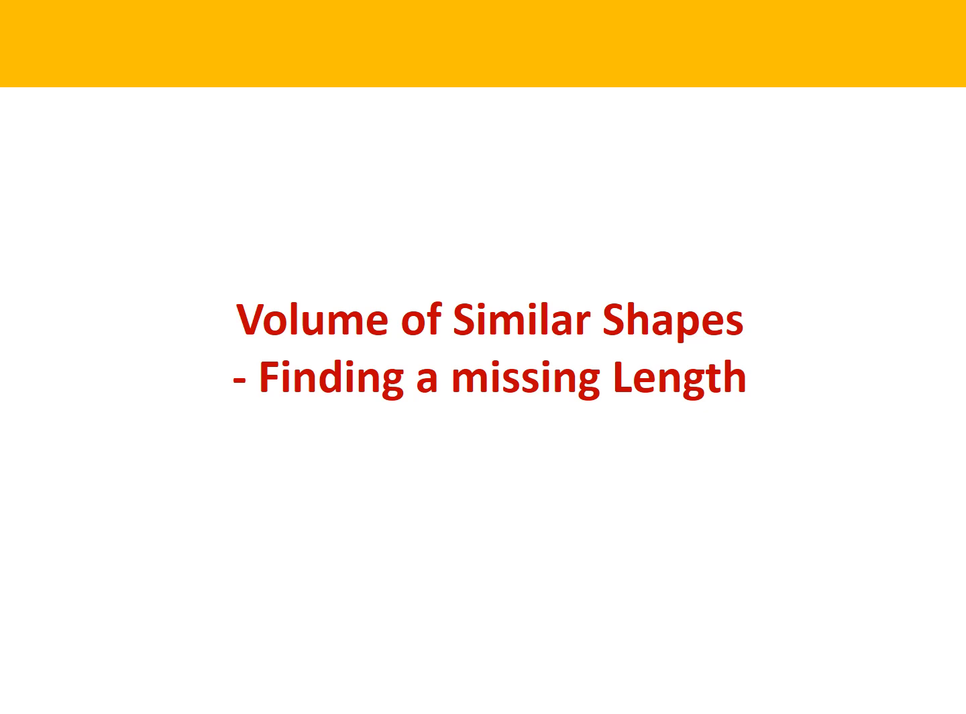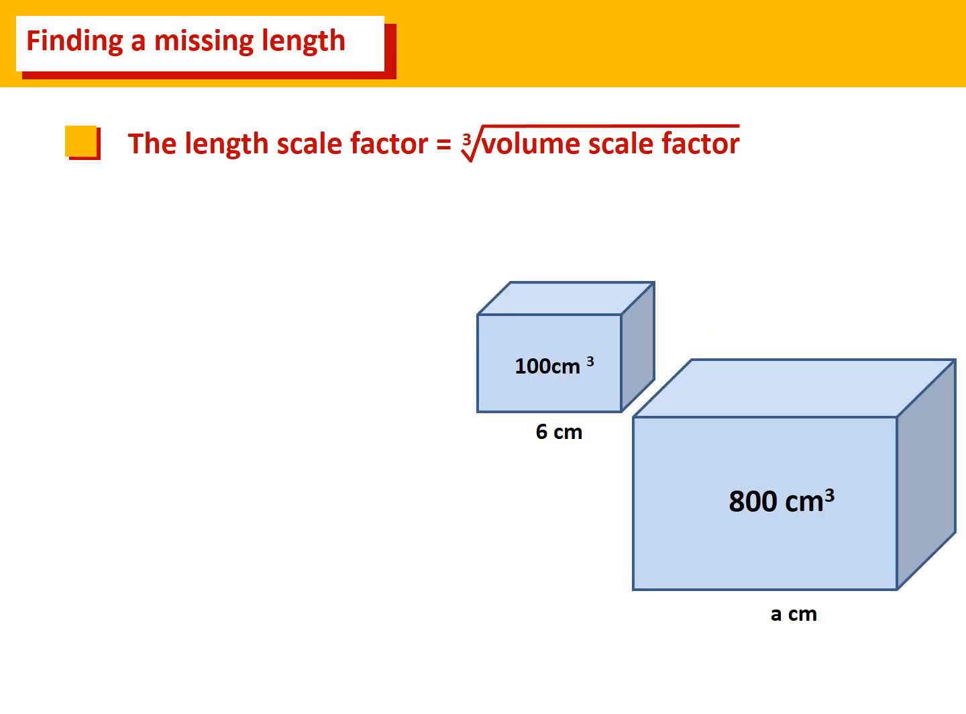This time we're going to be finding a missing length given the 2 volumes that we're going to be given. And in order to do that, the length scale factor is the cube root of the volume scale factor. We've been saying the volume scale factor is a length scale factor cubed, so that must mean the length scale factor is the cube root of the volume scale factor.